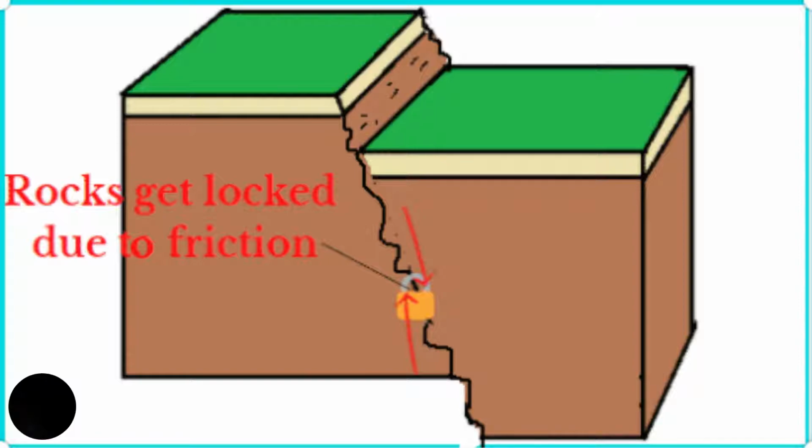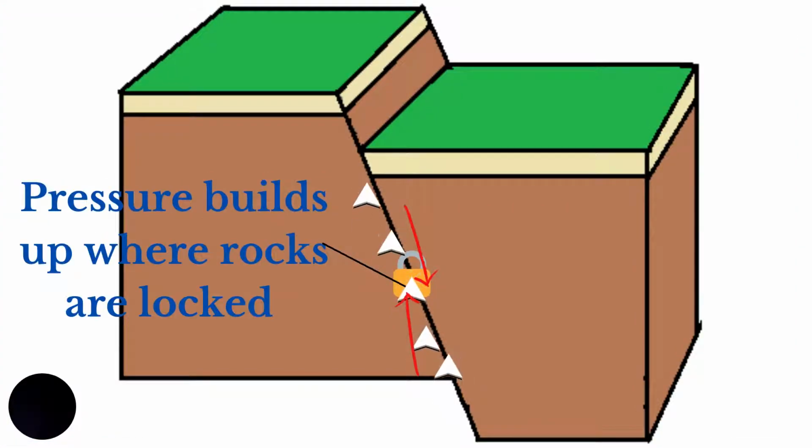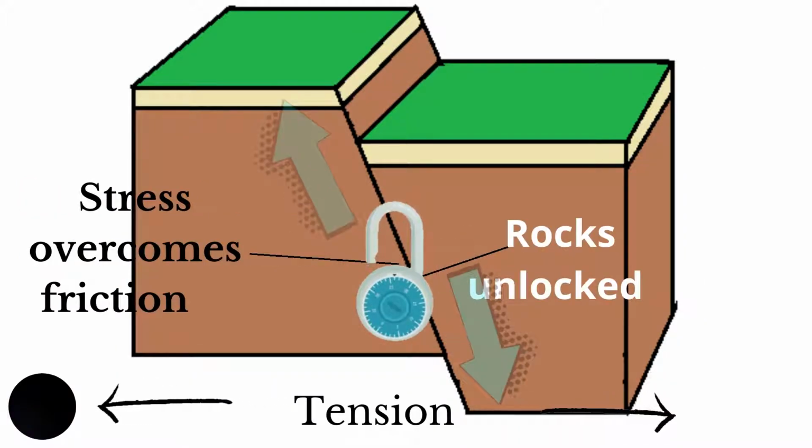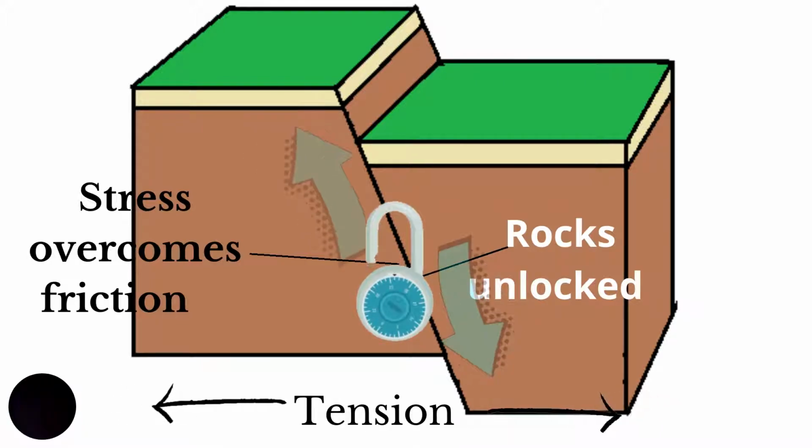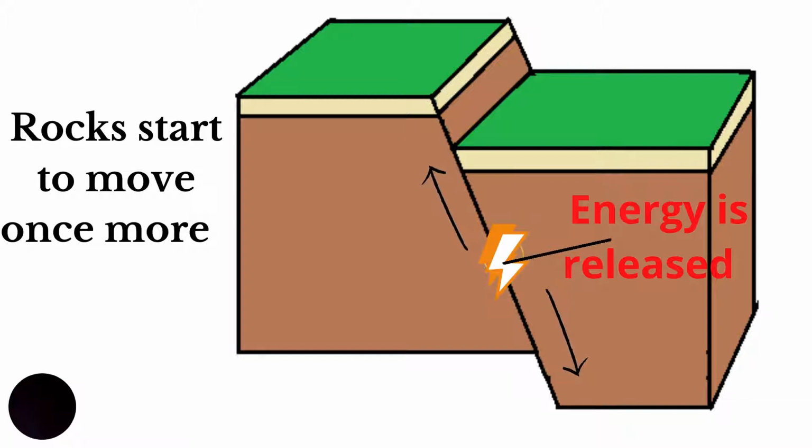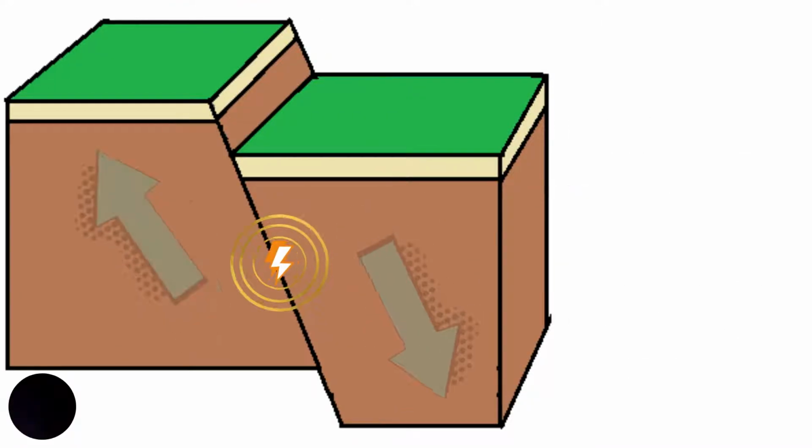So as the rocks move against each other due to the stresses acting on them, they often become stuck by friction and they are locked. Now, because they are locked and stress is still acting on them, it causes pressure to be built up. If the stress overcomes the friction, then the rocks may be unlocked, and all of that energy that was built up will be suddenly released. That sudden release of energy is what we call earthquake. The earthquake will result in waves or seismic waves moving throughout the crust of the earth.